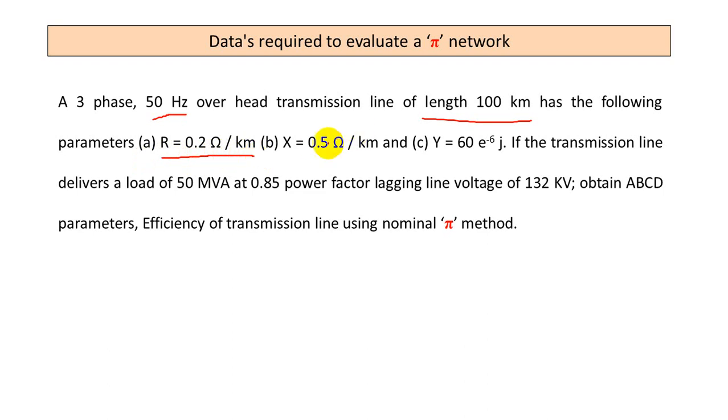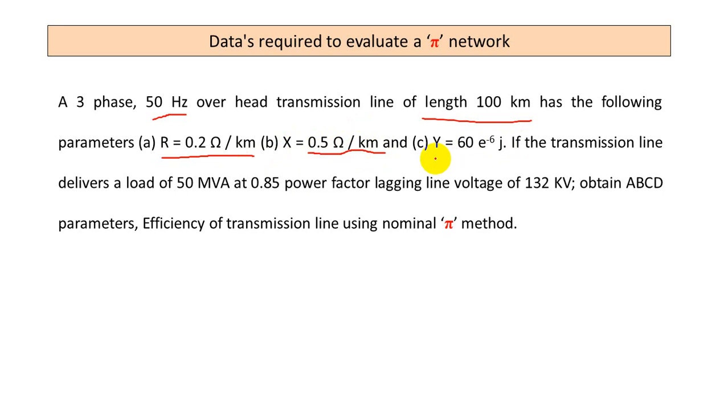Then similarly, 0.5 ohm per kilometer is going to be your reactance X. So similarly, 0.5 multiplied by 10 power 3 will be your reactance. Then finally, here they have given the admittance. How much admittance have they given? 60 into 10 power minus 6 j. So this is going to be the admittance.